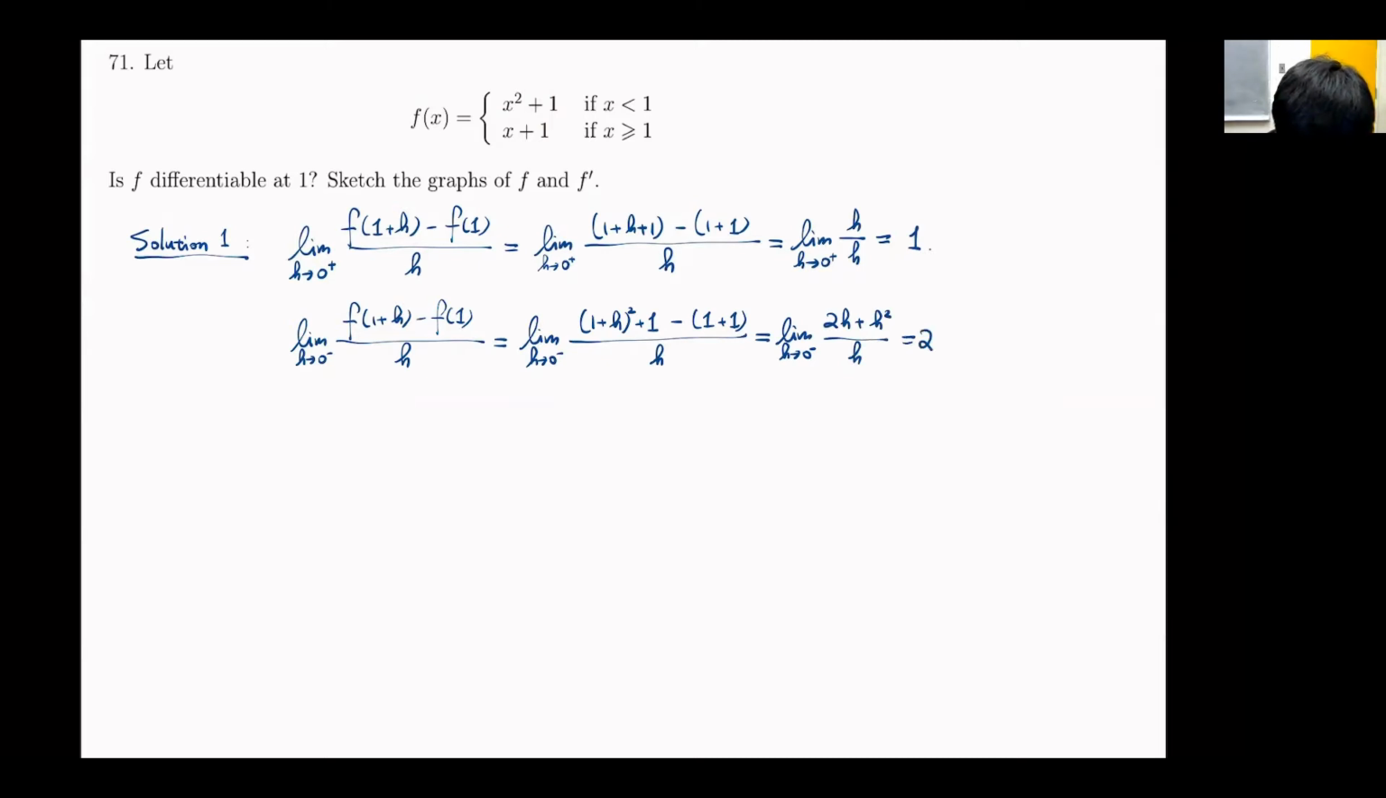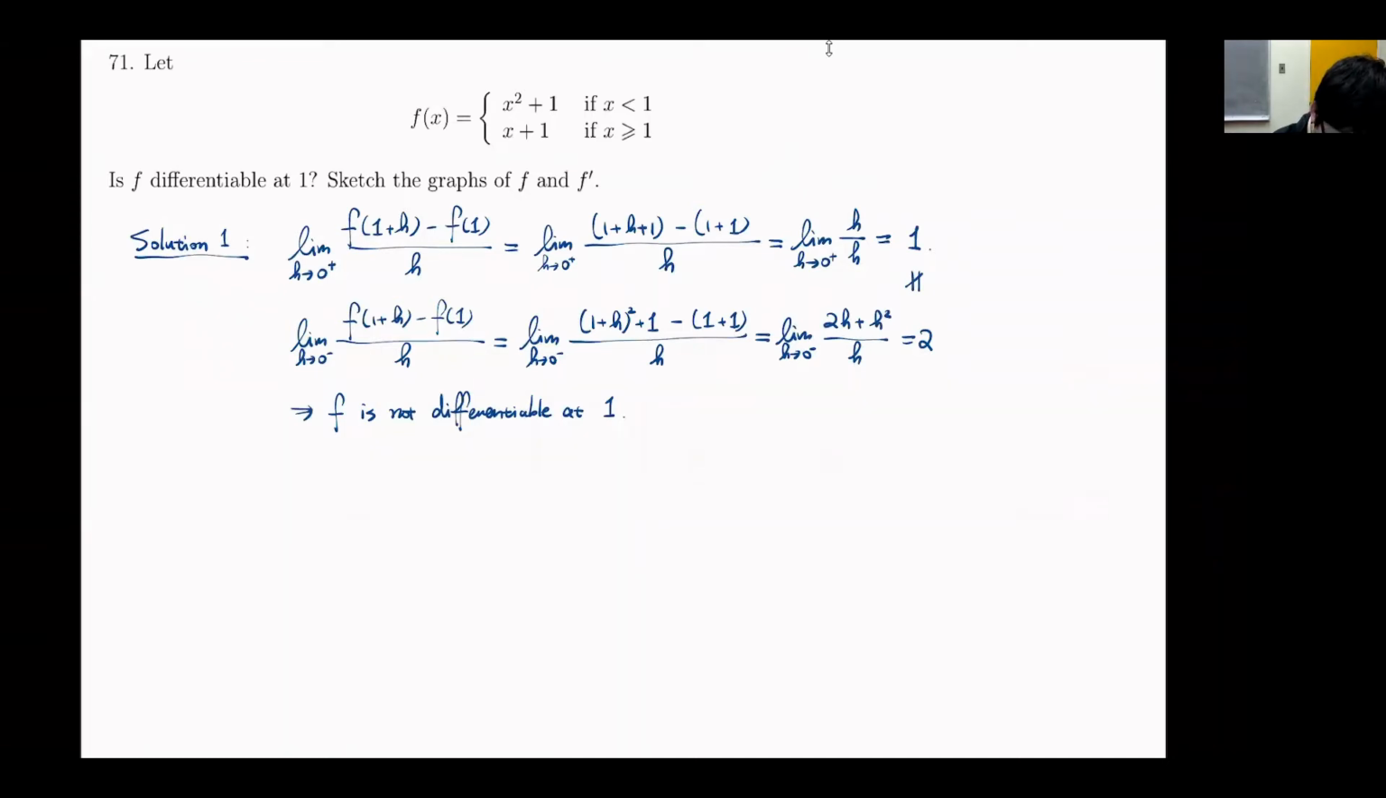All right, so you see that these two one-sided limits are not equal to each other. This tells me that f is not differentiable at the number 1. Okay, so this is the first part.